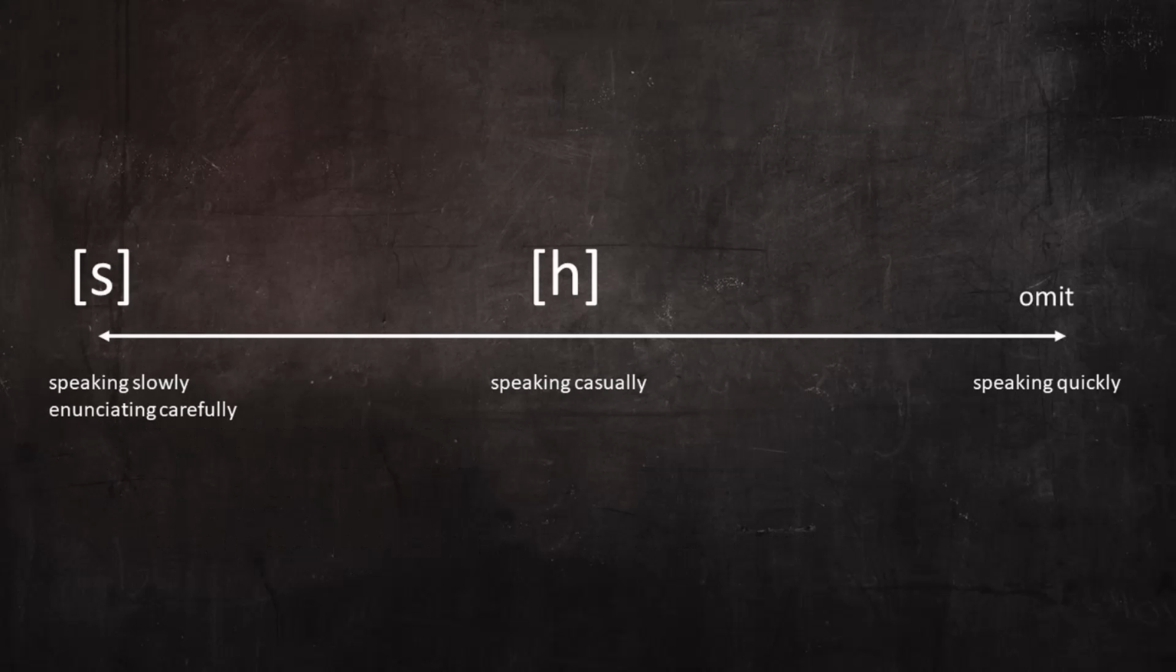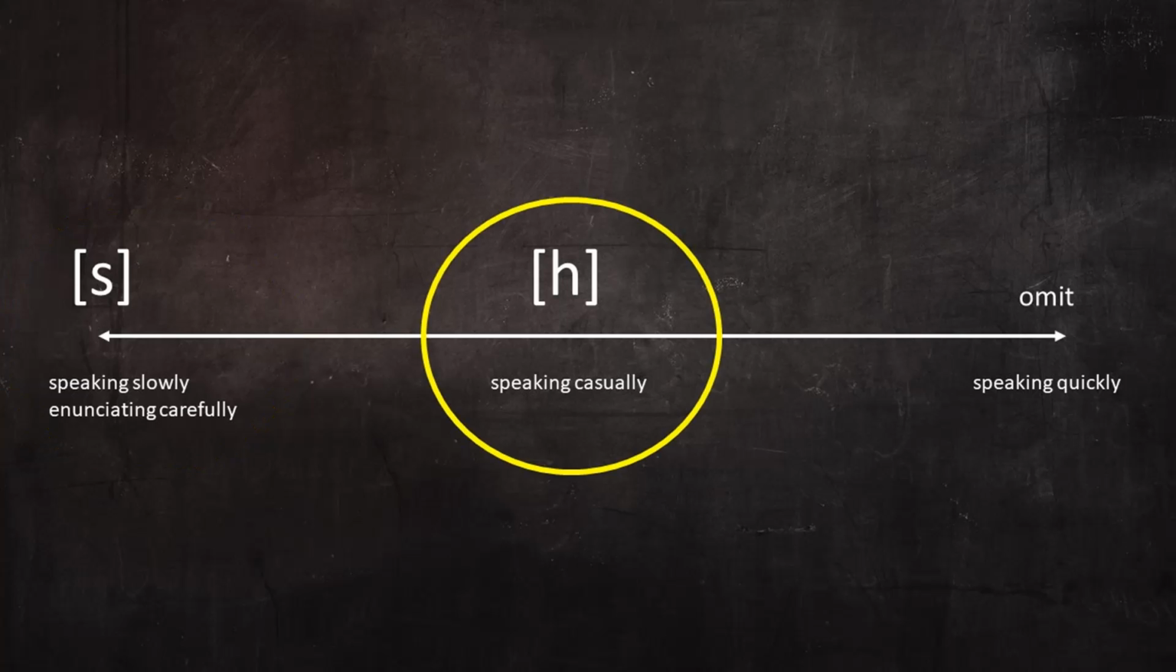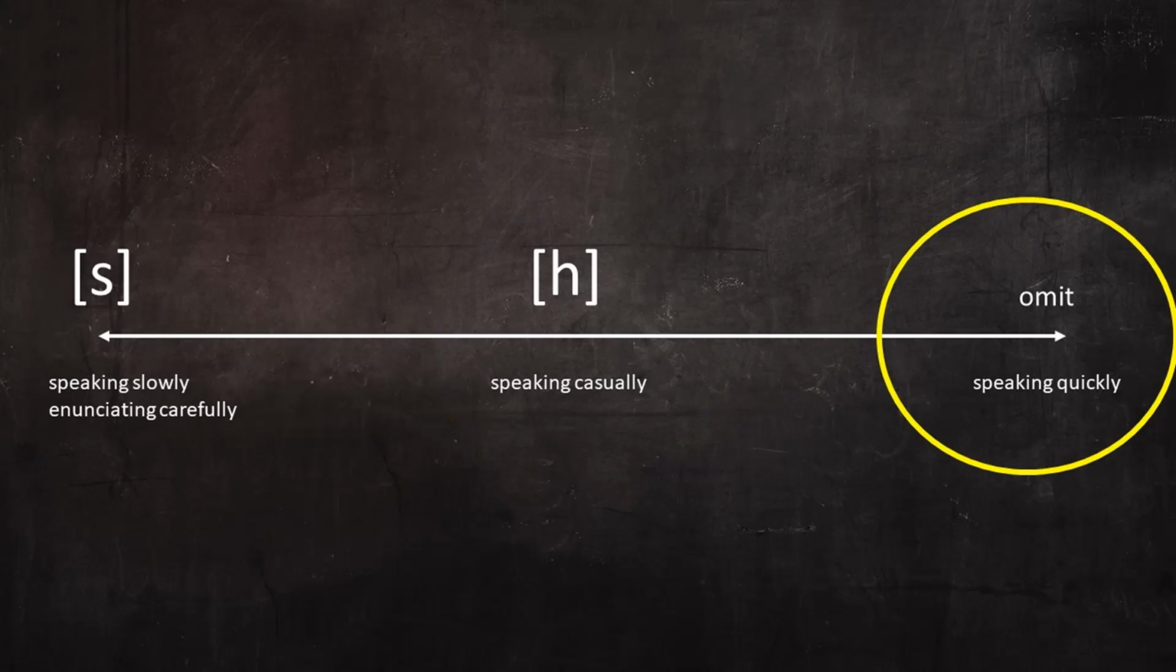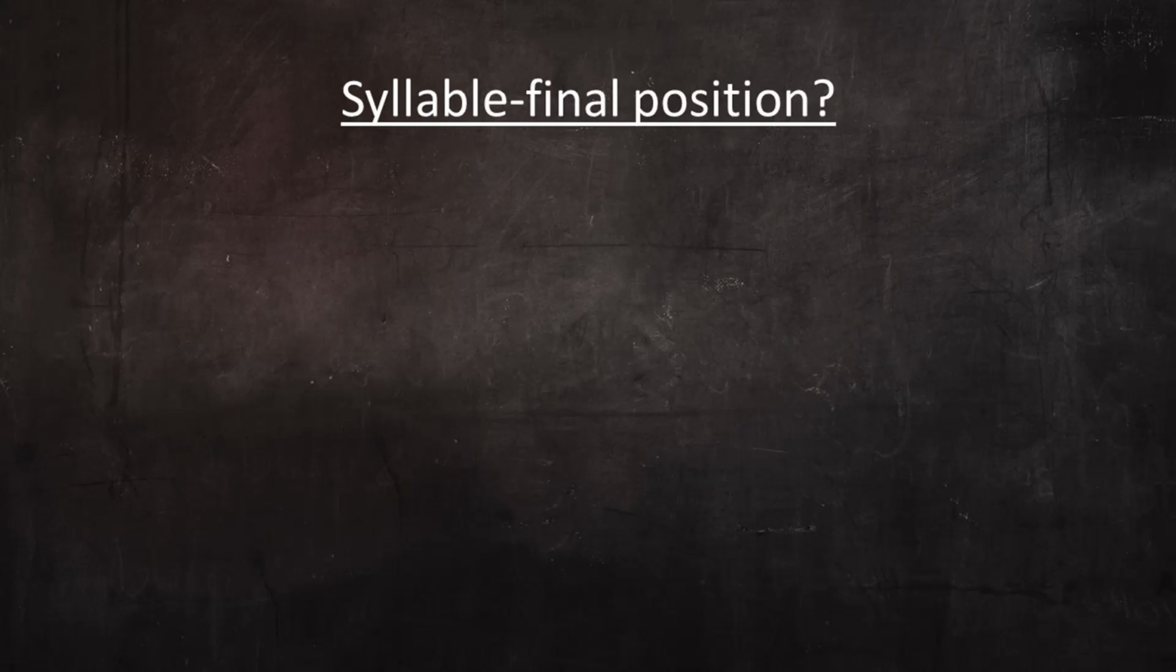S omission may be thought of as an exaggerated expression of S aspiration. So, for example, a native speaker may pronounce a particular S normally when speaking slowly and enunciating carefully, aspirate that same S when speaking casually, and omit that S when speaking quickly. Except when contrasting S aspiration and S omission, in this video I'll lump aspiration and omission together under the term S reduction.